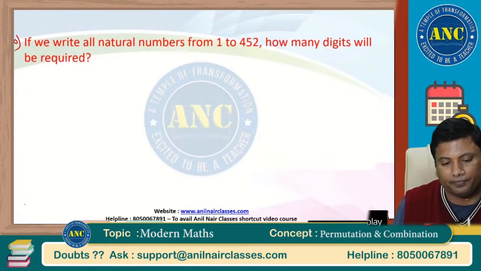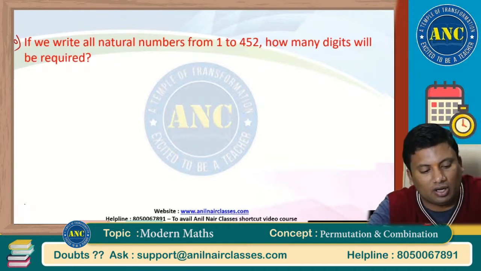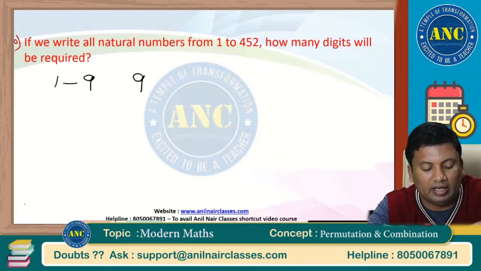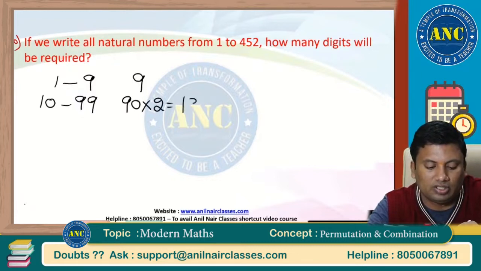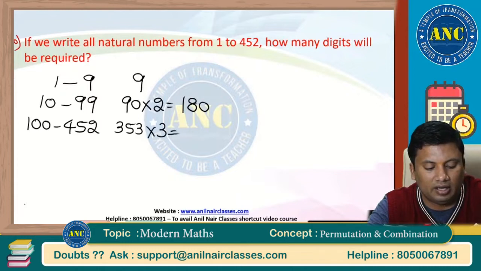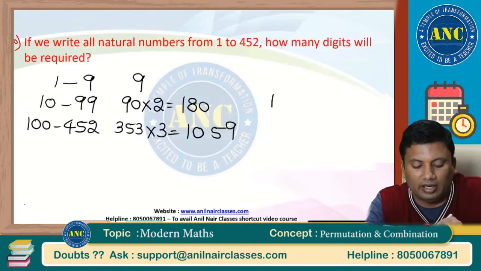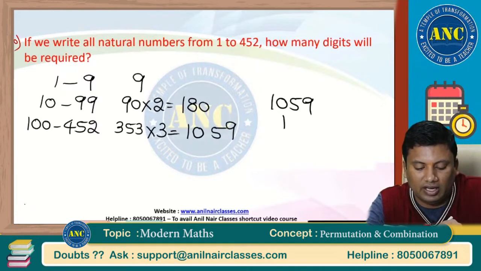Now see here. If I write all the natural numbers from 1 to 452, how many digits will be required? Let us solve this question. 1 to 9, again 9 digits exhausted. 10 to 99, total 90 numbers, every number 2 digits, 90 into 2, 180. 100 to 452, total 353 numbers, every number 3 digits. That is 1059. 1059 plus 189.